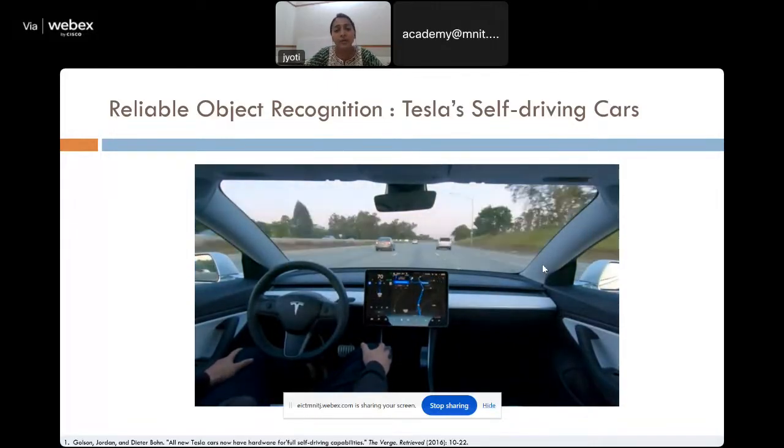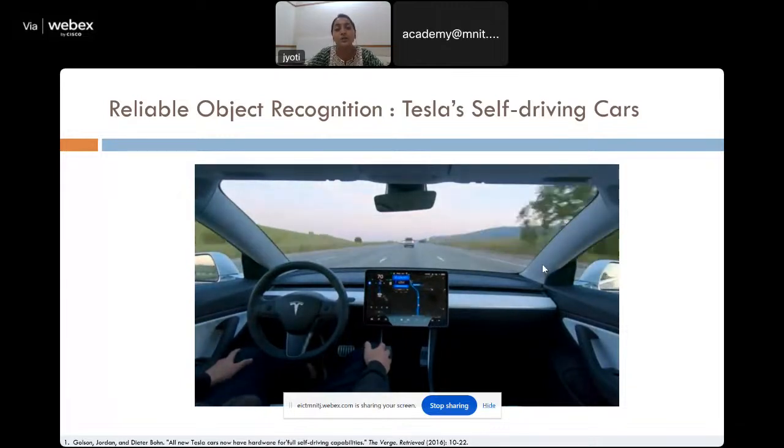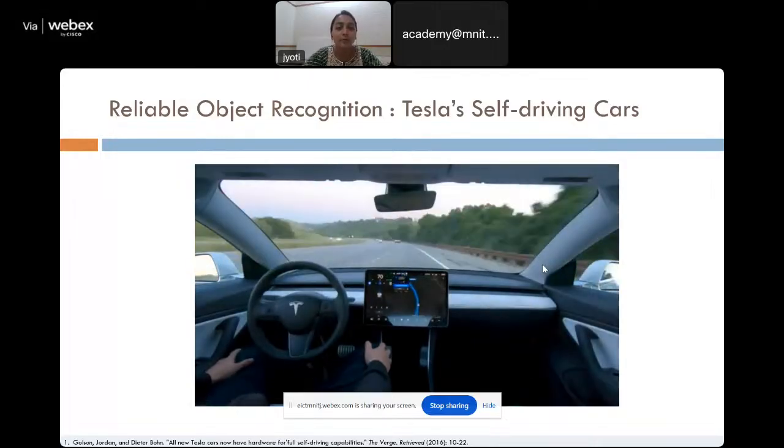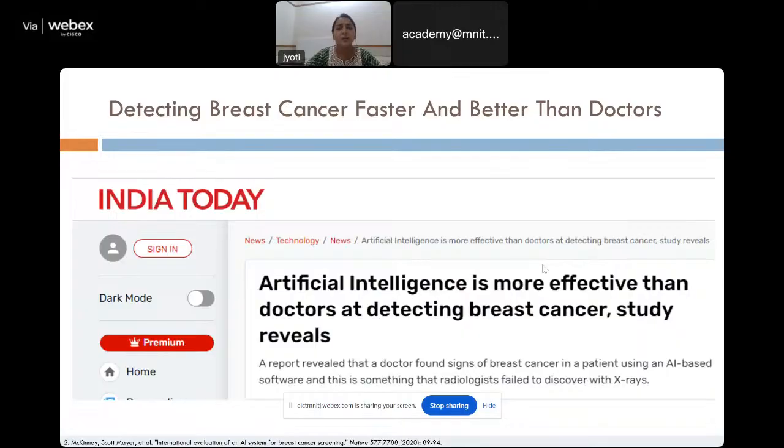But it will be very difficult for a self-driving car to take the decision in that situation. So AI is still very far from reaching human intelligence. The next is, nowadays a research article claims that artificial intelligence systems are more effective than doctors at detecting breast cancer. So nowadays we are using artificial intelligence systems to do these things also.